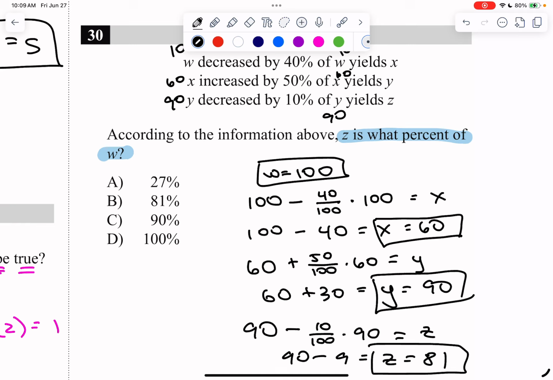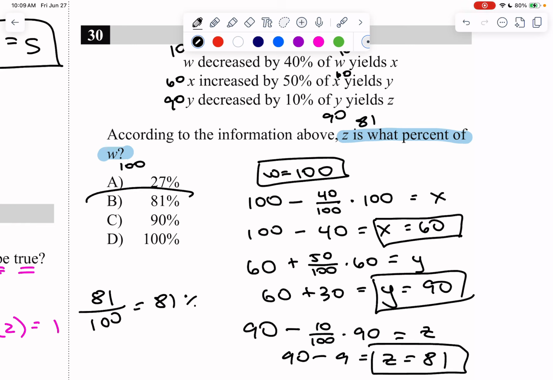And then it asks us, Z is what percent of W? 81 is what percent of our 100? Well, that looks like 81% to me. And you can see now why it was so nice that we picked 100 to begin with.